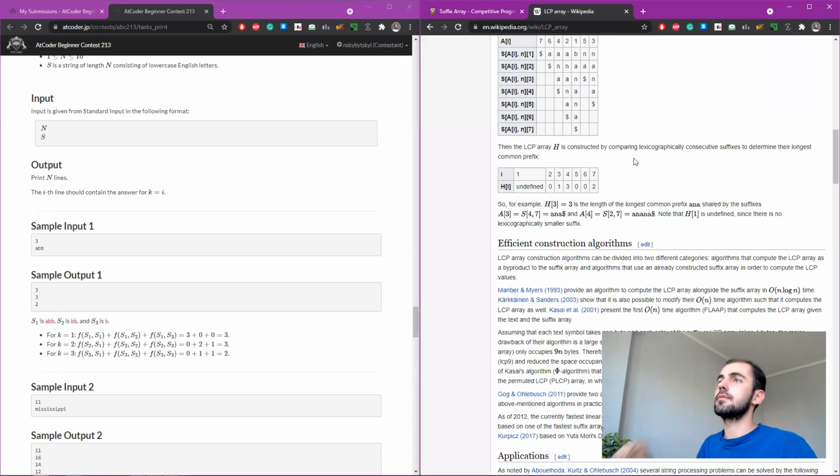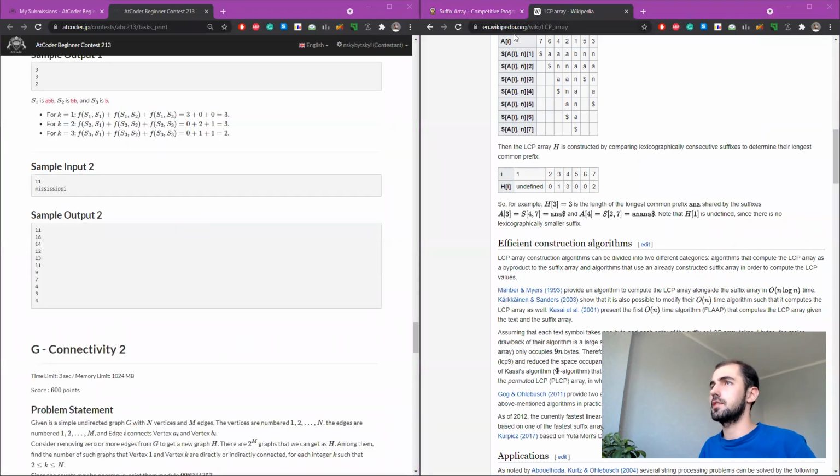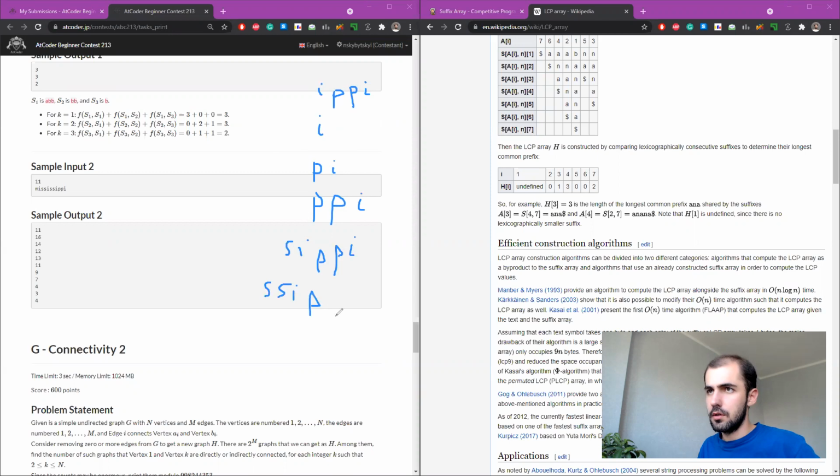So I imagine, what is actually the answer for Mississippi? That's kind of a more interesting question. So for Mississippi, what are the suffixes? I, P, PPI, IP, and so on, and finally S.